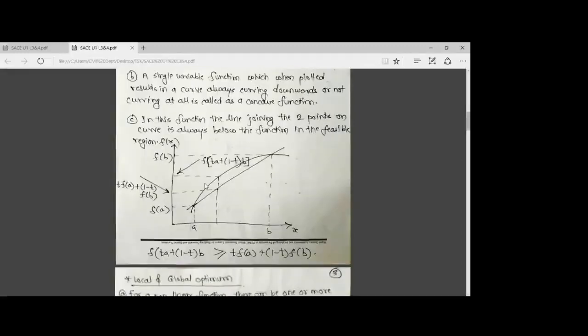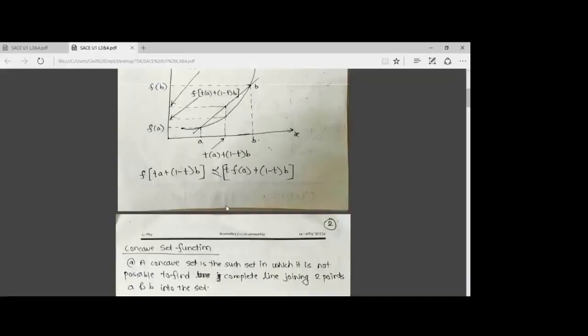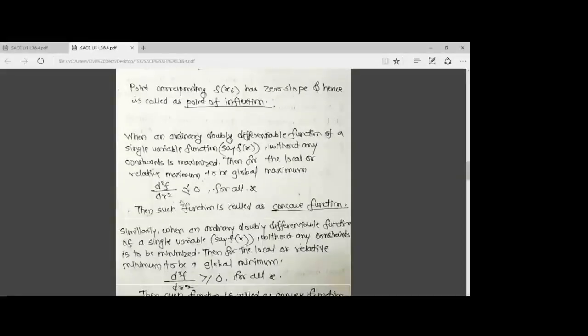d square f upon dx square should be less than or equal to 0 for all the values of x. And when this condition is satisfied, we call it a concave function, right? So we are going to get a maximum value in a concave function. Here also, the maximum value will be obtained for a concave function and the minimum value will be obtained for a convex function, right? So if my d square f upon dx square is less than or equal to 0 for all the values of x, then such a function is called a concave function.